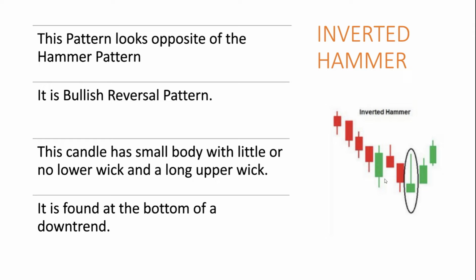As I said, it has a small body and the wick on the higher side should be double the size of the real body. And where is it formed? It is formed at the bottom. Like the hammer, the inverted hammer is also found at the bottom of a downtrend. So let's get into the charts to see examples of the inverted hammer.